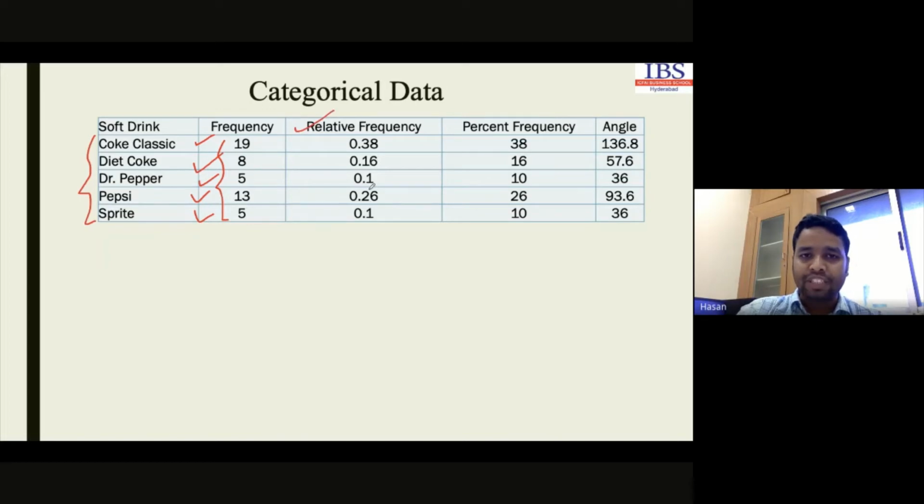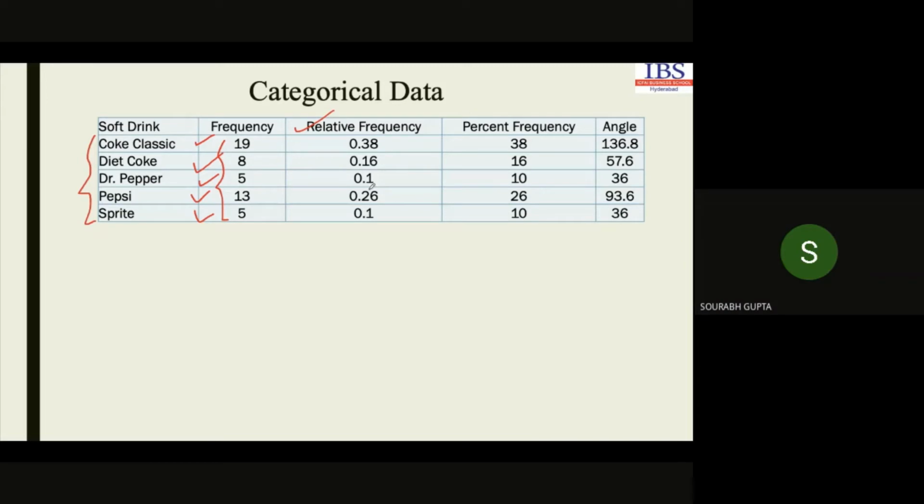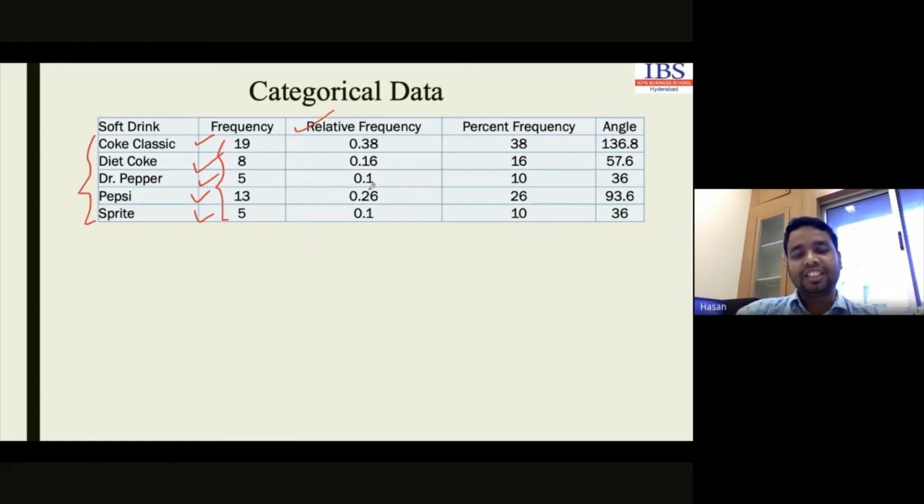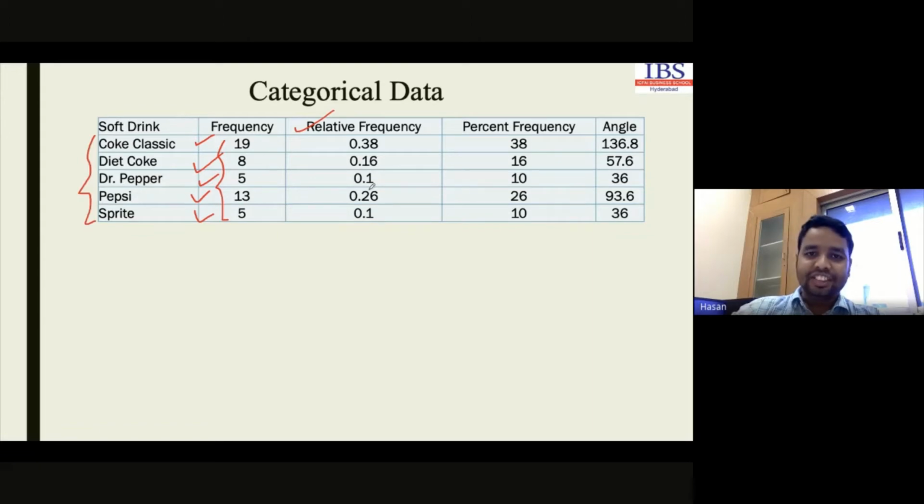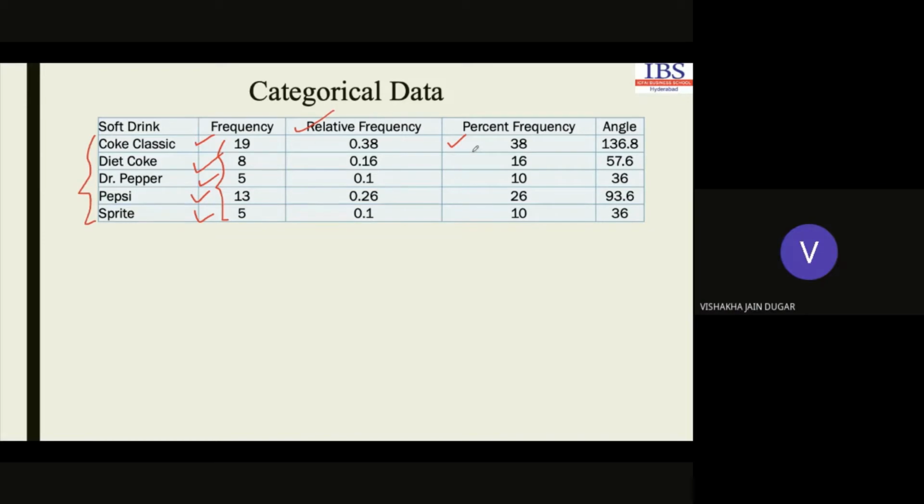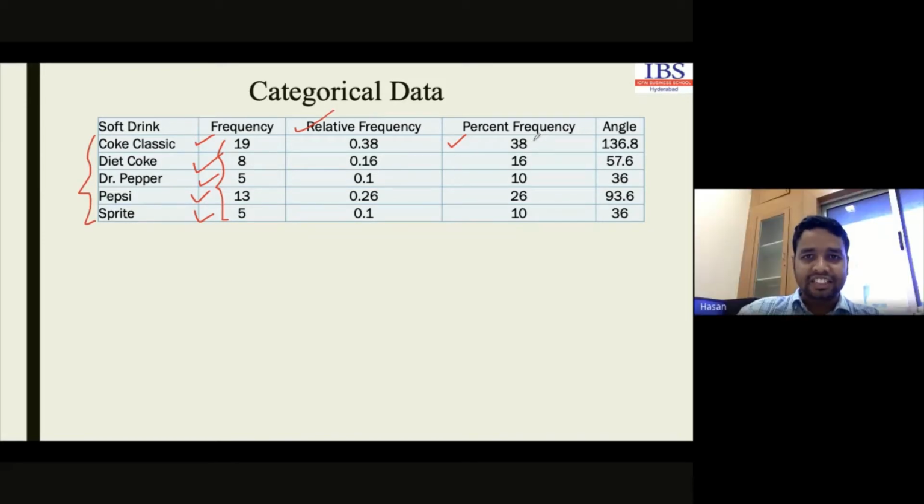If we have this frequency, we can easily calculate relative frequency. Can anyone tell me how we calculate the relative frequency? What is the procedure? The frequency for the class divided by the total frequency. Yes, very good. In this way, you can calculate relative frequency. In the same way, you can calculate the percentage frequency also. Relative frequency is expressed in terms of percentage. Once we convert it into percentage, the total will be 100.